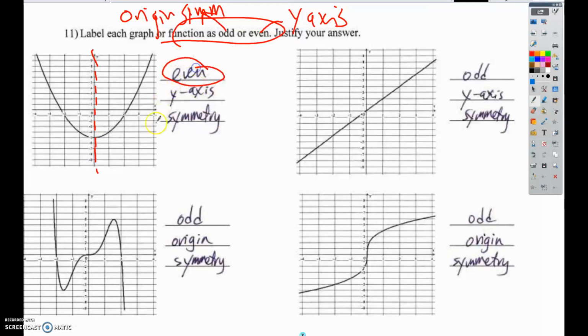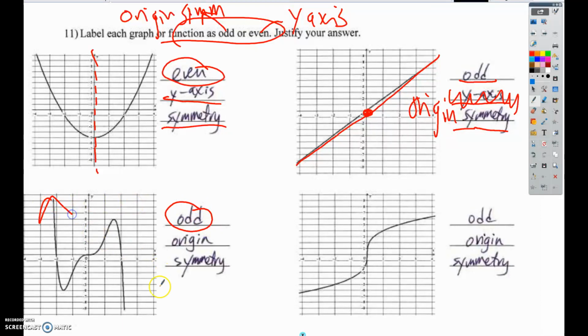This one is an even function because I can draw a line straight down the middle of the function, and that happens at the y-axis. For the one to the right, this is an odd function that is centered on the origin. If it's centered on the origin, it is an odd function that has, oh, this is wrong. It's not y-axis symmetry. This is origin symmetry. Sorry.